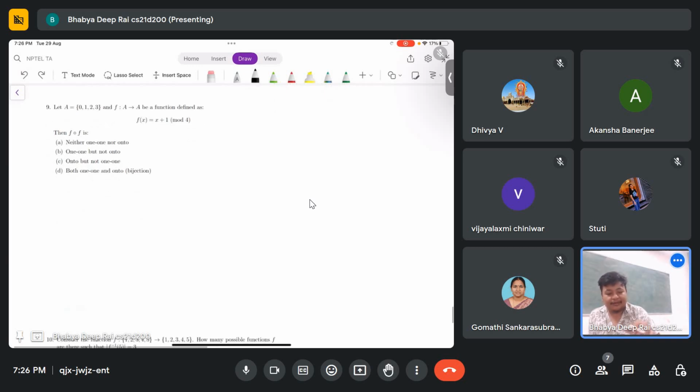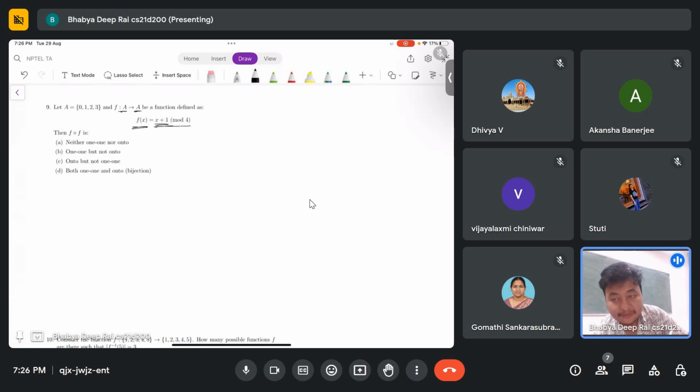Okay, can you look at this question? The question says let A equal 0, 1, 2, 3. F is a function from A to the same set A, defined as f of x equals x plus 1 mod 4. Okay, x plus 1 mod 4.